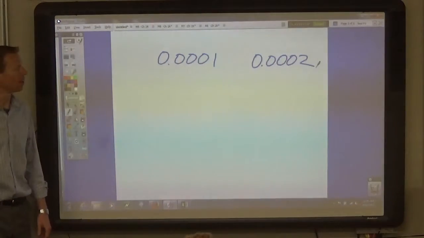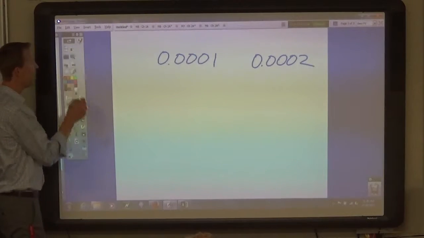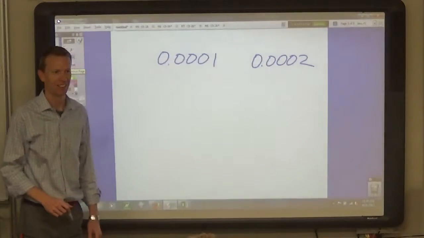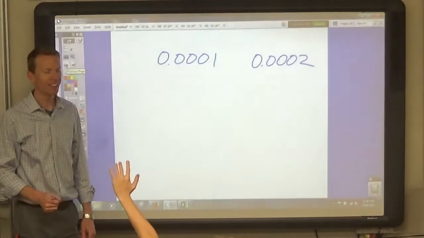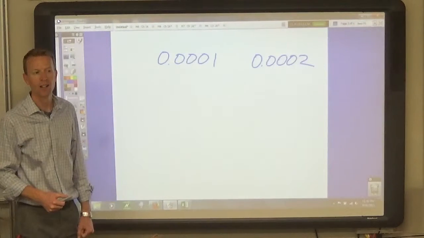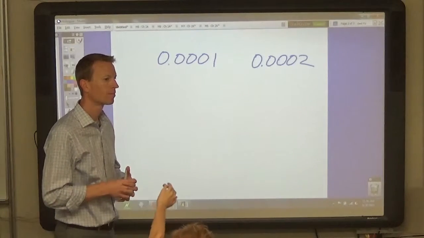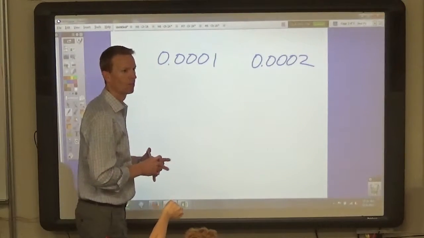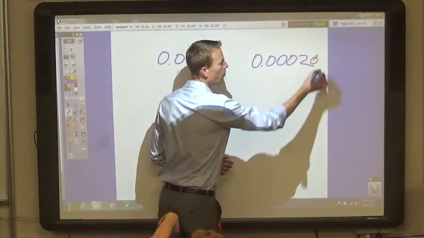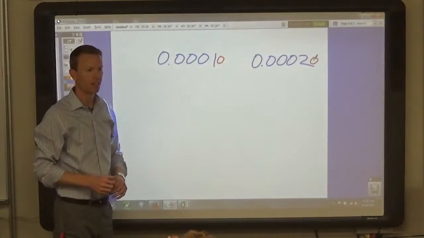What's between those two numbers? Find a number between those two numbers. Emily? What? Find a number between those two numbers. 0.0010. That's the same as this number. But if we put zeros on the end, it might be even easier to find numbers between them now. What would you write?